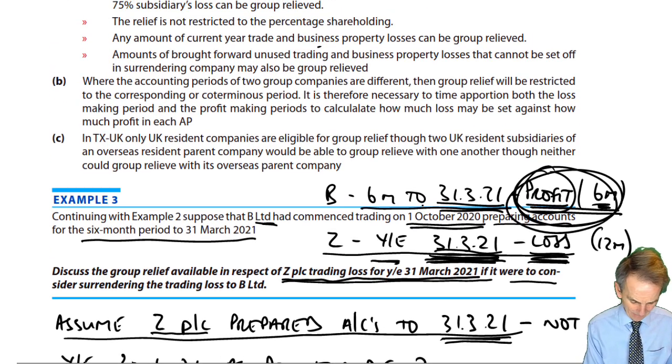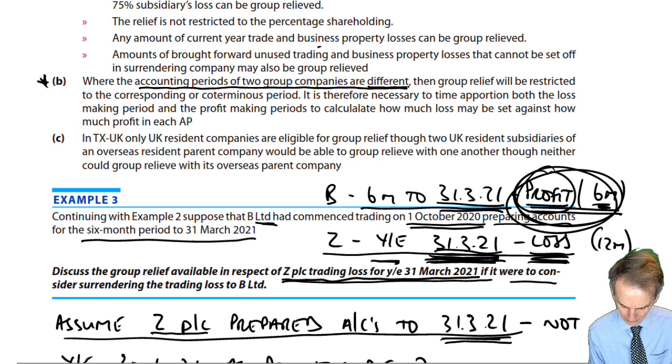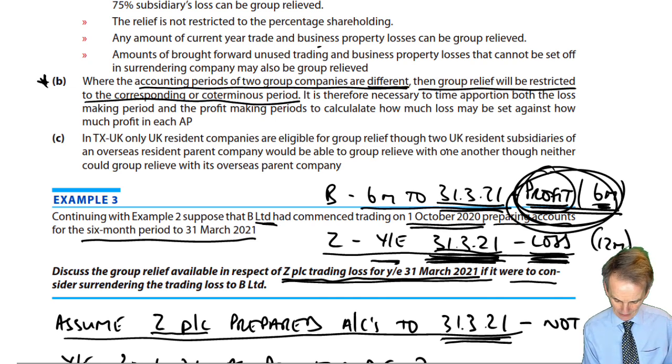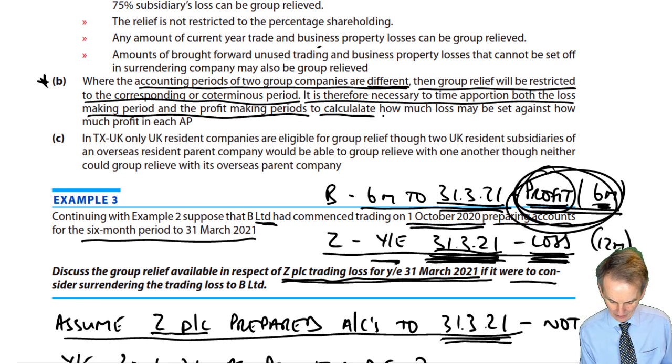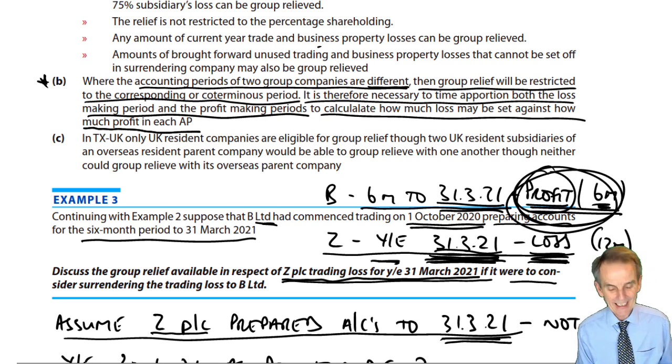Up here we said, in this note B, where the accounting periods of two group companies are different, then group relief will be restricted to the corresponding or coterminous period. It is therefore necessary to time apportion both the loss-making period and the profit-making periods to calculate how much loss may be set against how much profit in each accounting period.